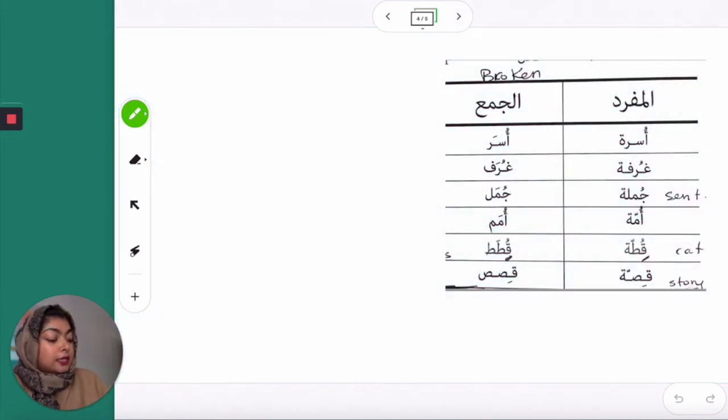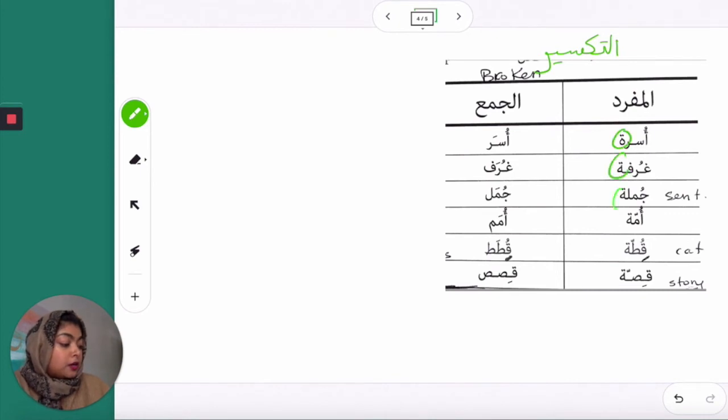These are examples of jama' at-taksir. Why are they mentioned here? They're mentioned here because notice these are all words that are mu'annath. They're feminine, but they do not follow the pattern of jama' al-mu'annath. And that's because I told you that jama' at-taksir has examples of words that are both masculine and feminine, but they're broken. So you just got to memorize these.